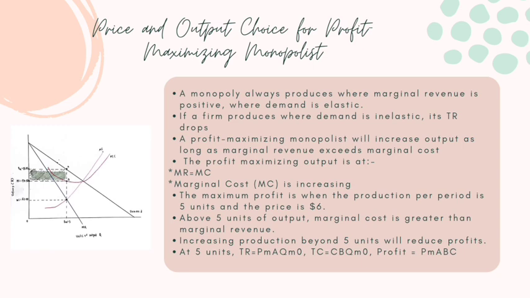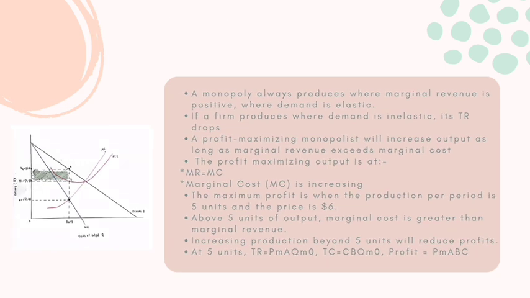Marginal cost is increasing. The maximum profit is when the production per period is 5 units and the price is $6. Above 5 units of output, marginal cost is greater than marginal revenue. Increasing production beyond 5 units will reduce profit. At 5 units, TR equals PM A Q M O, TC equals C B Q M O, and profit is equal to PM A B C.